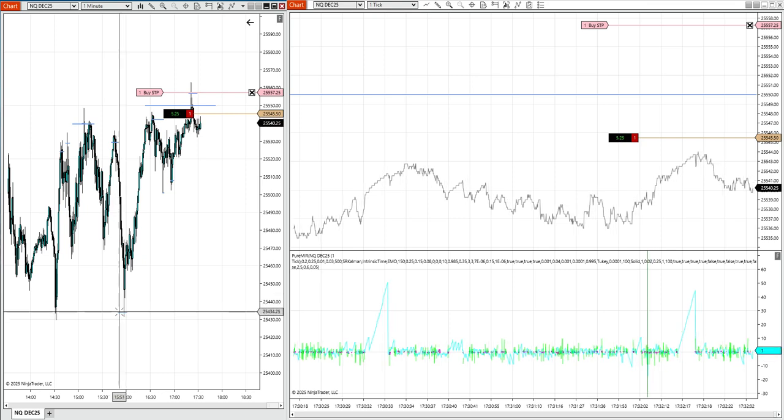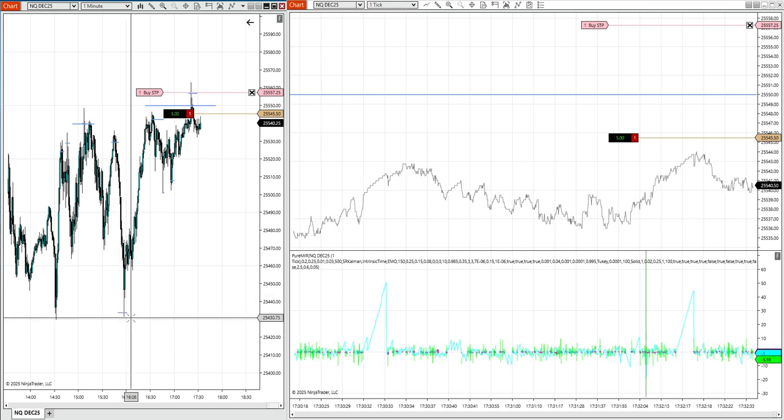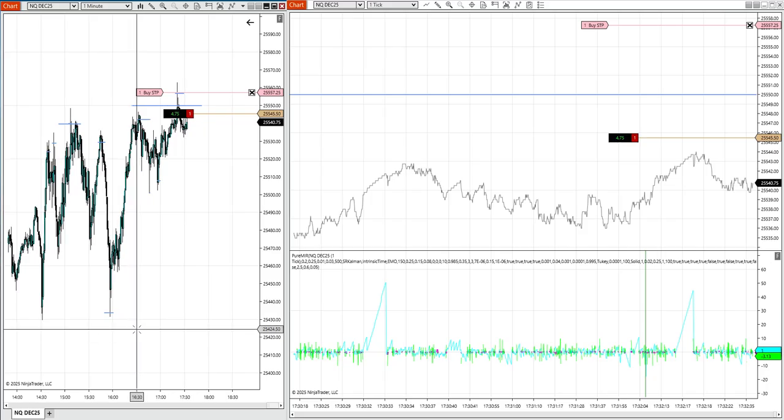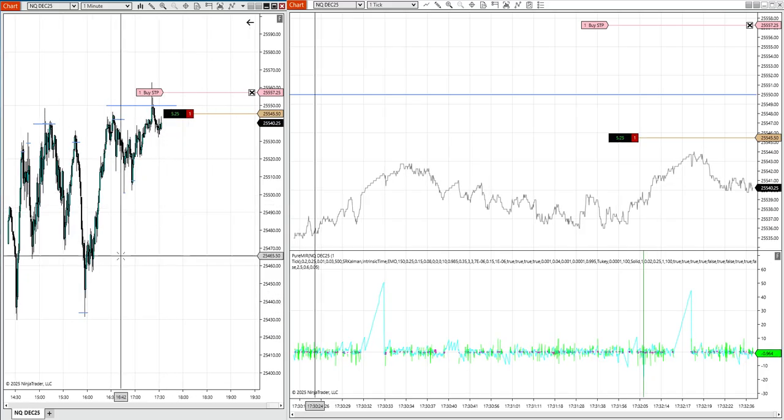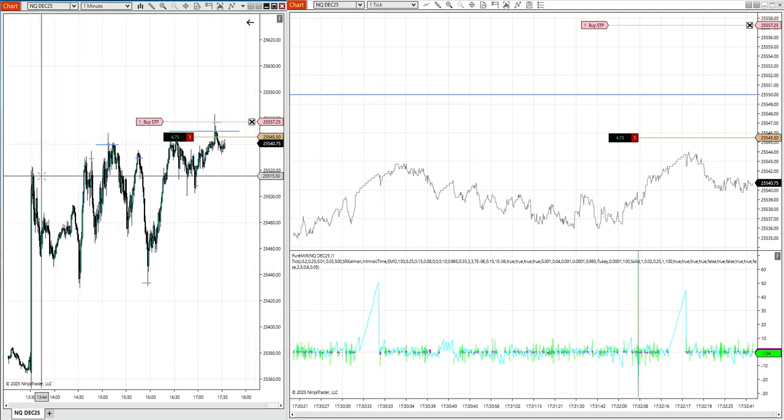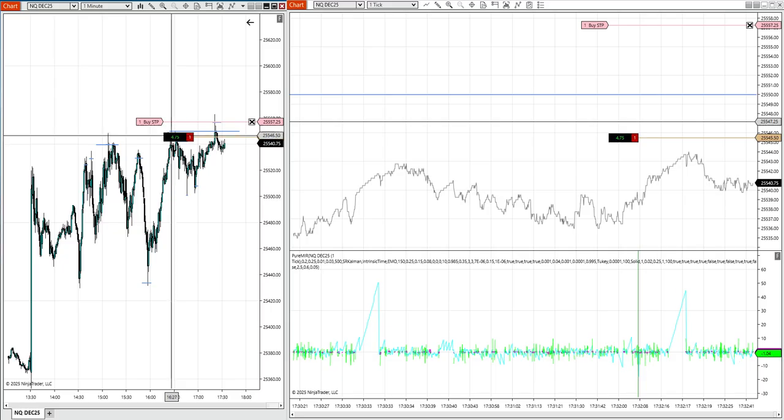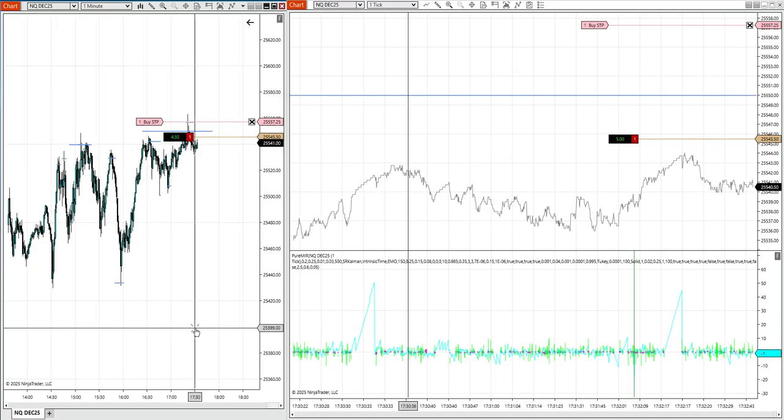If you do get a precise entry, even if you're a little bit late, you can see how many points are potentially available, even if we're just in this range. We're not really trending.